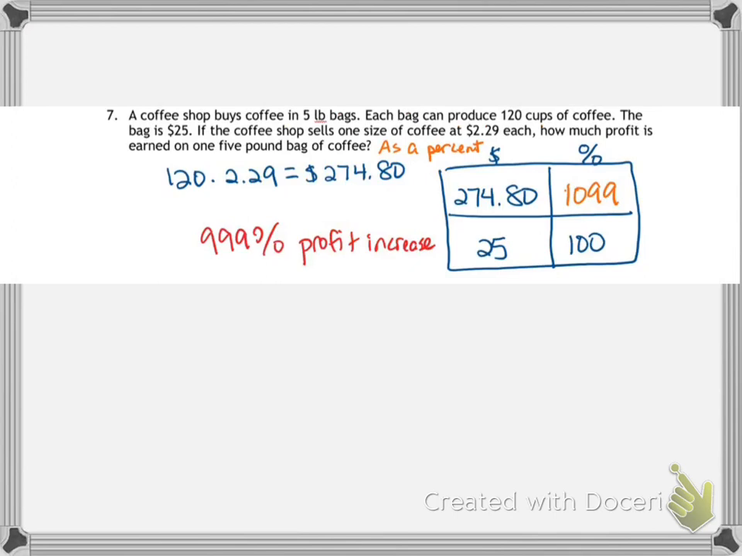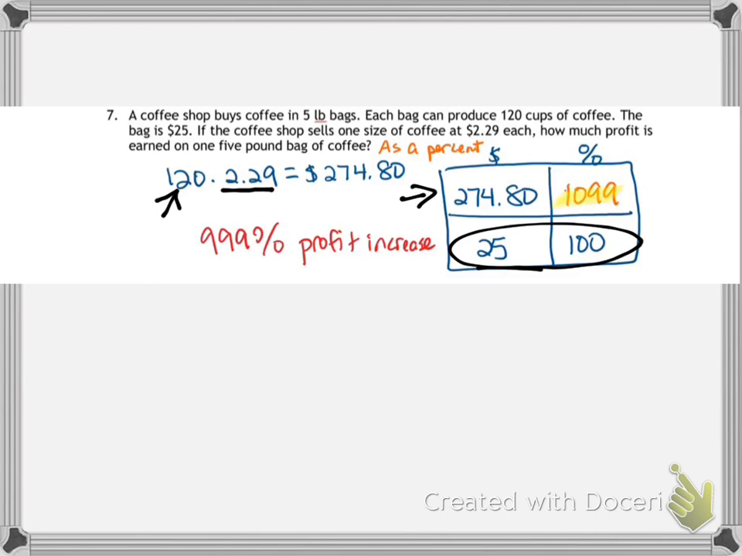All right. I set up my box by putting 25 beside 100 because that's how much the store paid for it. To get this number, I need to calculate the sales price of each cup of coffee times how many cups a bag of coffee can produce, which in this instance is 120. 120 times 2.29 equals $274.80. That's written above 25. Then I cross multiply and divide. $274.80 times 100 divided by 25 gets me $1,099.